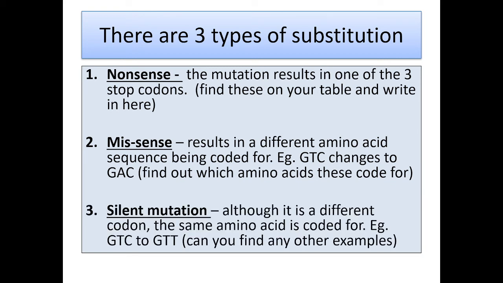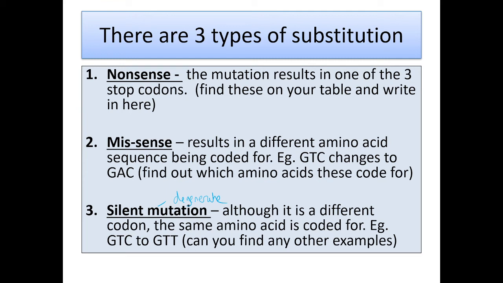Silent. This is the one that relies on your code being degenerate. A silent mutation is where, okay, you've got a different codon, but because of the degenerate nature of your code, you get the same amino acid regardless.